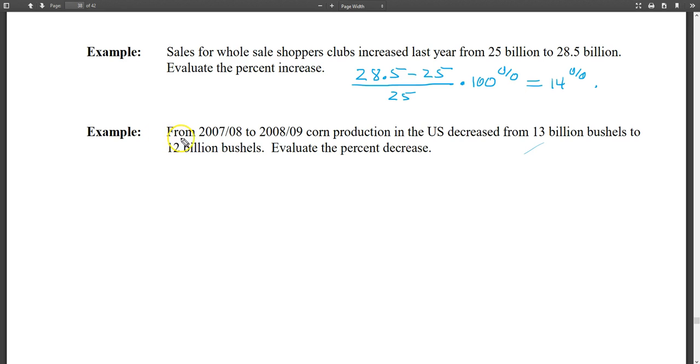Let's look at this one. From 2007-2008 to 2008-2009, corn production in the U.S. decreased from 13 billion bushels to 12 billion. Evaluate the percent decrease. All right, so now our starting value A is 13, and our ending value B is 12. So we evaluate 12 minus 13 divided by our starting value of 13, and then just multiply that by 100%.